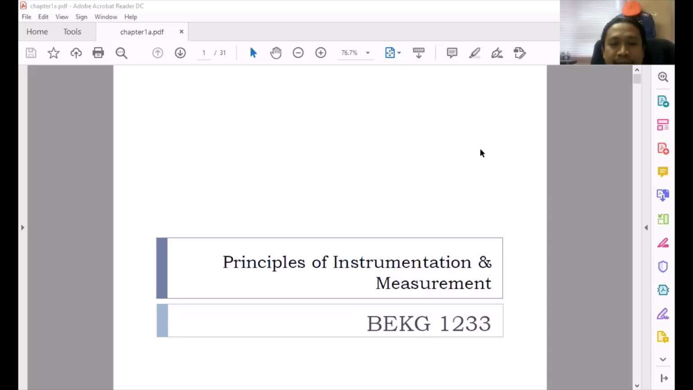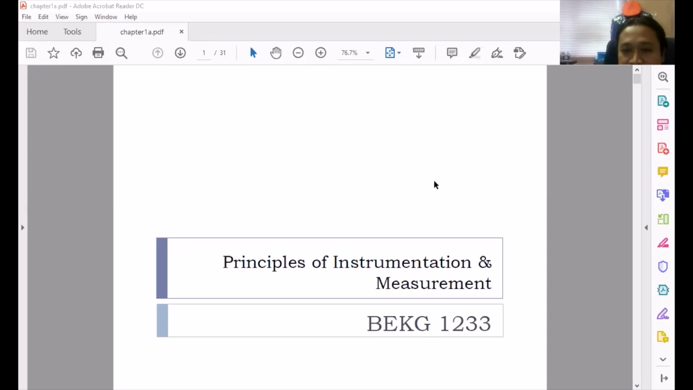Bismillahirrahmanirrahim. Assalamualaikum warahmatullahi wabarakatuh and good morning to all of you. So today is the first lecture for our class. It's Principle of Instrumentation and Measurement, BEKG 1233. The first topic will be the introduction of instrumentation and measurement, as mentioned in last week's class.